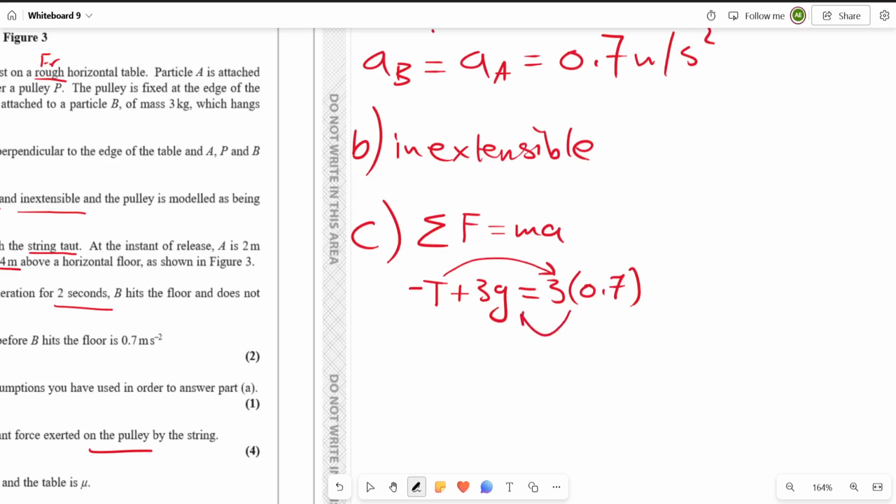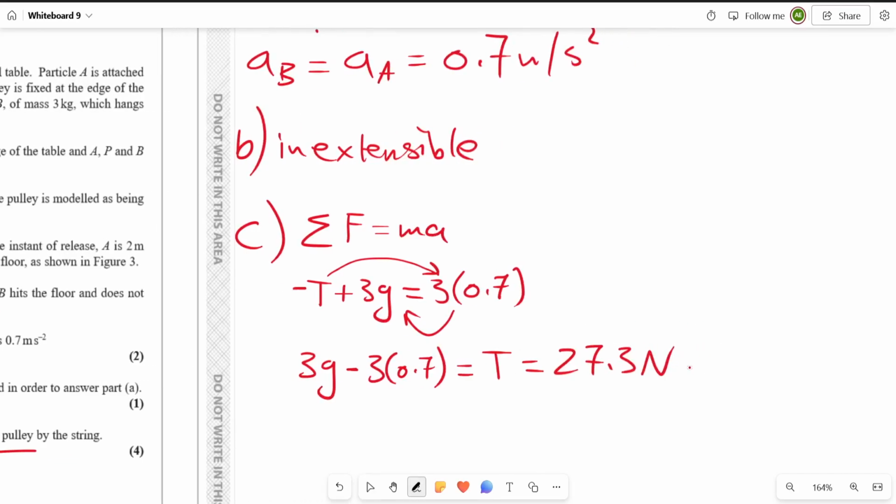I can move this to this side to become negative. So I'm going to have 3g minus 3 times 0.7 equals T. And that gives me a T value of 3 times 9.8 minus 3 times 0.7, which is going to give me a T value of 27.3 newtons. So that is now my T value.